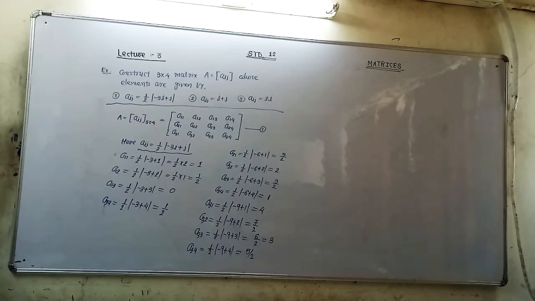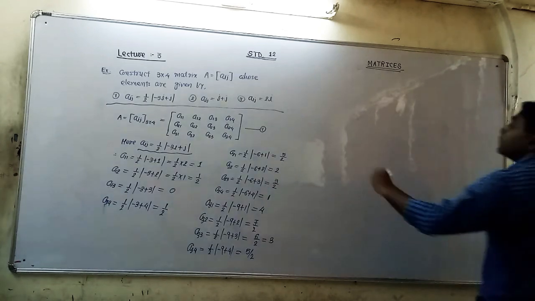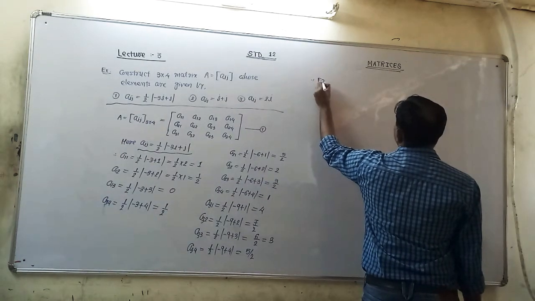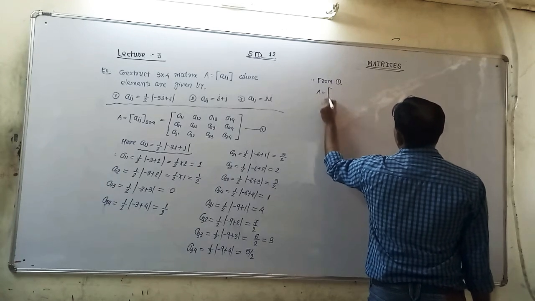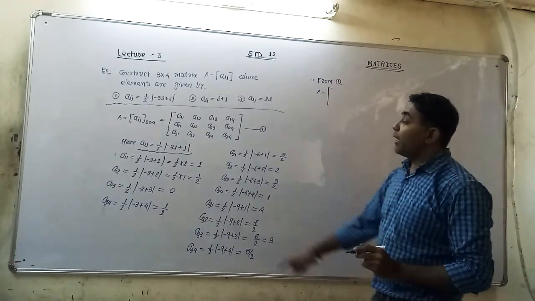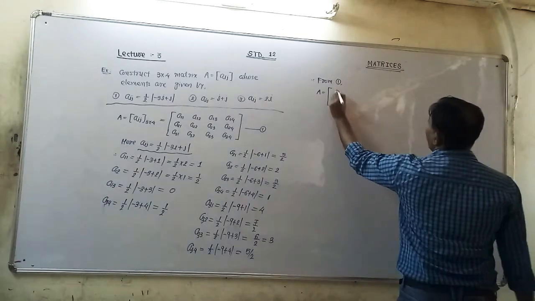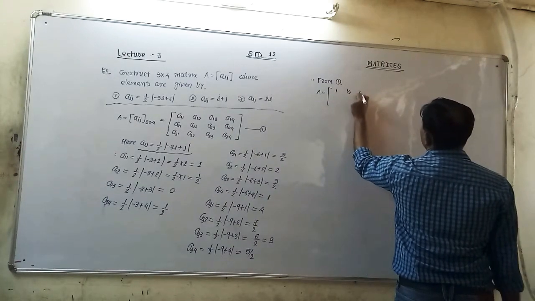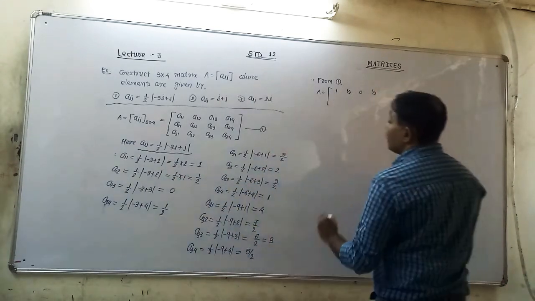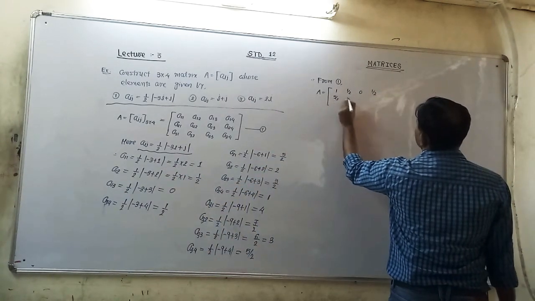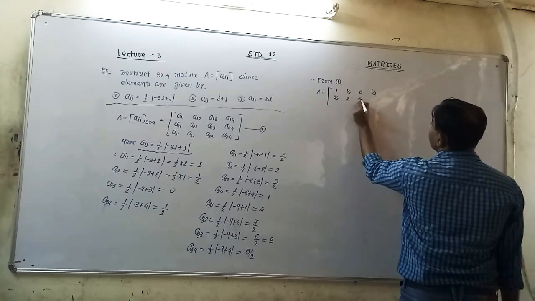Now we have to put all these elements in place of the matrix in equation 1. So from 1 the required matrix we may write as A equals to. Now let us put all the elements there. 1, 1 by 2, 0 and 1 by 2. First row is completed. Now second row: 5 by 2, 2, 3 by 2 and 1.